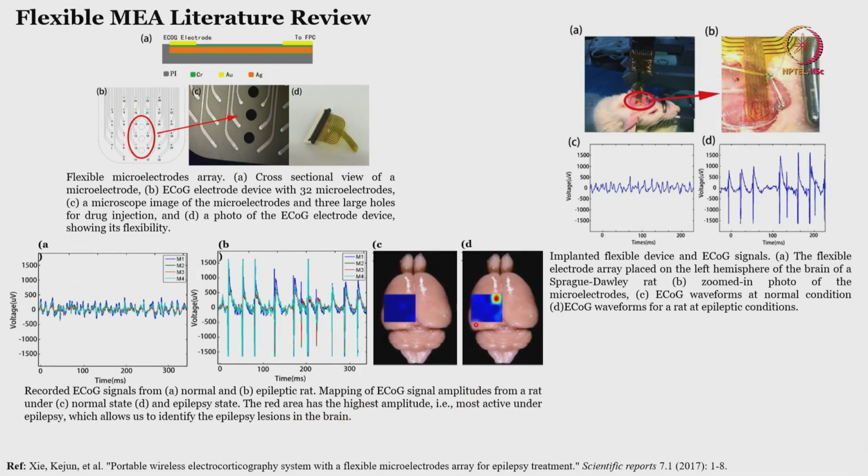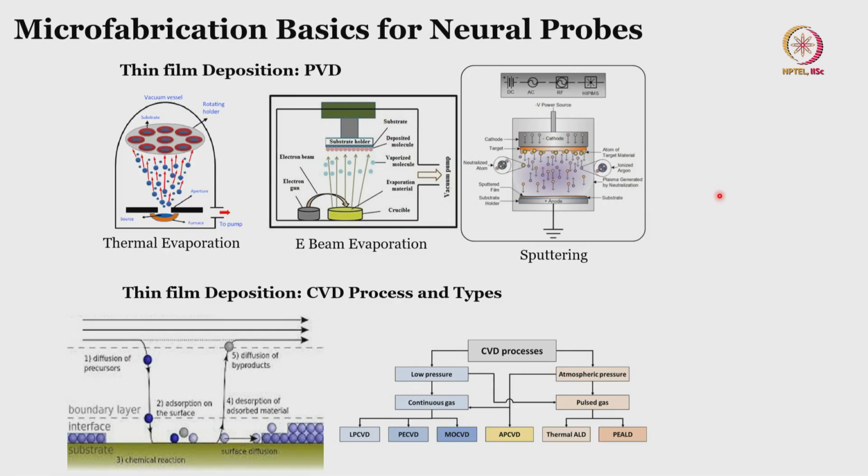So when you create epilepsy, if it is a focal epilepsy, or an epilepsy generating only in a certain area, we can easily understand it using this kind of flexible device. The next one here is the flexible electrode array placed on the left hemisphere of the brain, a zoomed-in photo of the microelectrodes, and ECoG, again normal and then under epileptic conditions. The point of showing you all this literature is to make you understand that there is a possibility for people who understand the microfabrication process to fabricate this kind of device. It's not too difficult. Once you understand, it becomes very easy.